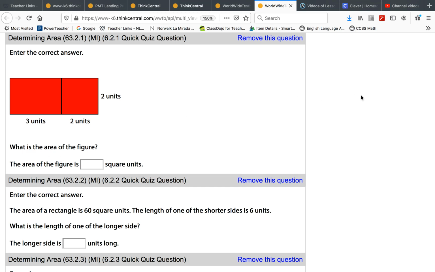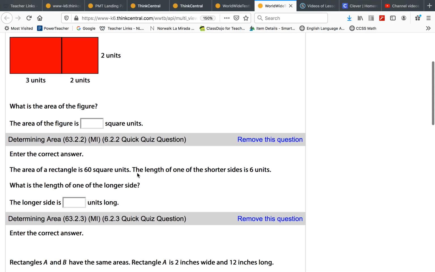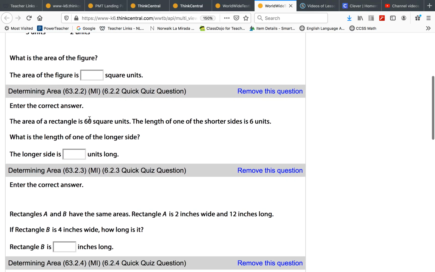And then you'll do 1 or 2 equations on your paper at home to figure out the area in square units. This tells you the area of a rectangle, but it only tells you one of the side lengths. So you'll draw a rectangle, label it with a 60 and a 6, but think about where the 60 is going to go in your drawing. Think about where the 6 is going to go.